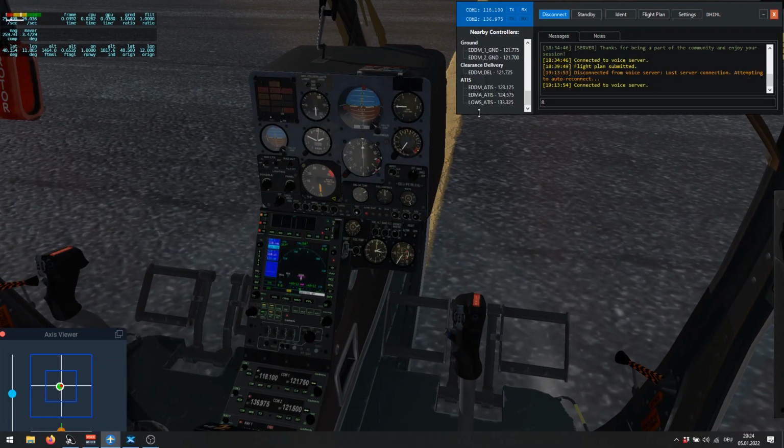First thing we need to do is get our ATIS information. It's 123.12 for Munich, and I'm setting my frequencies on my hardware radio panel.